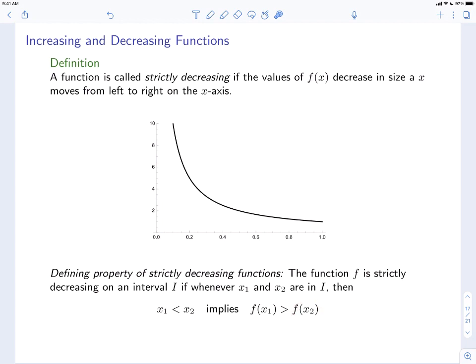So as the input values get bigger, the output values get smaller. Here we have x1 strictly less than x2, so the output for x1 is strictly larger than the output for x2. The output values are getting smaller. Again, we call it strictly decreasing because we have a strict inequality here. What that means in terms of the graph is that it's dropping. As we move from left to right, the graph drops. It gets further down on the y-axis.